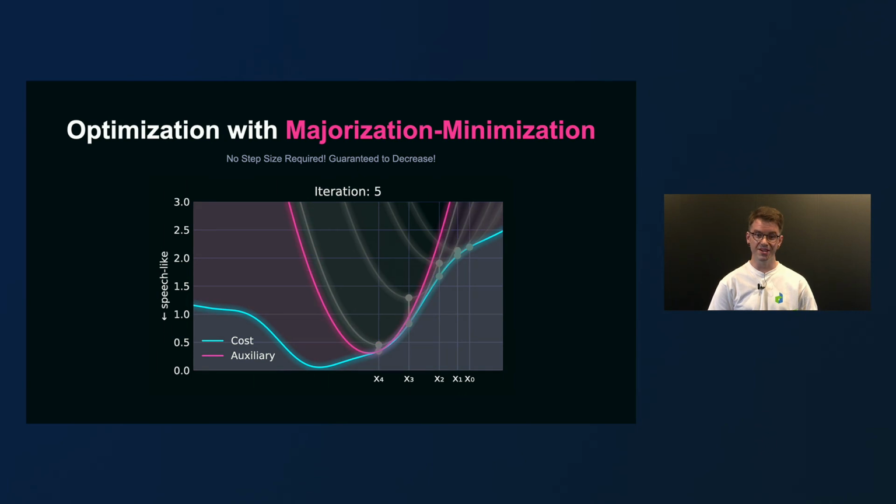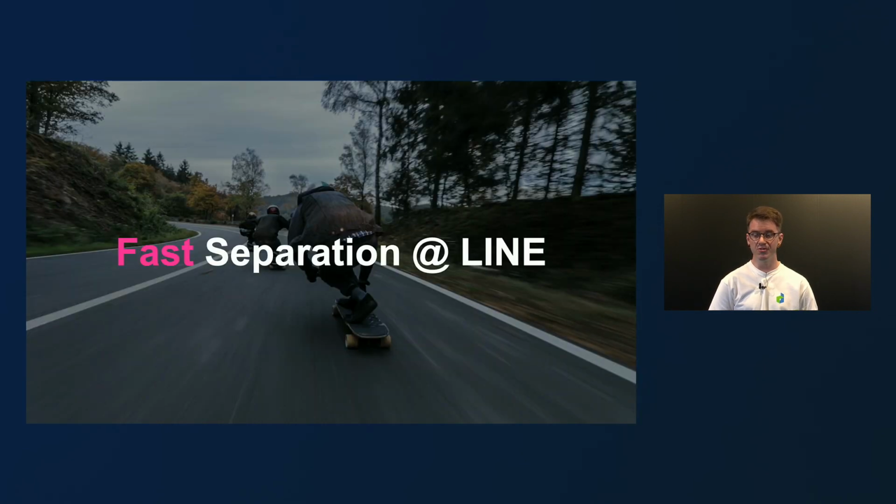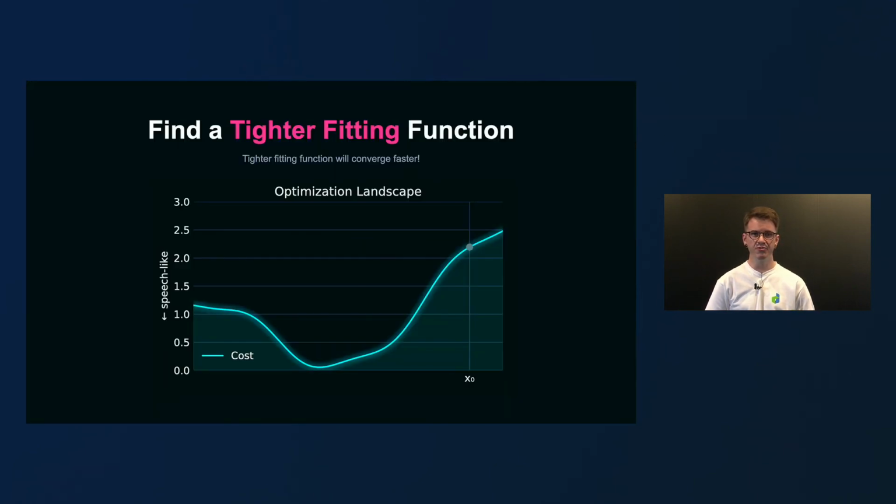However, we see, okay, in the end, it is not so fast. So maybe it's nice, but maybe we want to go a little bit faster. So this is where we introduced recently new, faster separation algorithms. And unlike gradient descent, we cannot just take a longer step or go a little bit further away. We need to find a new function that is tighter fitting than the first.